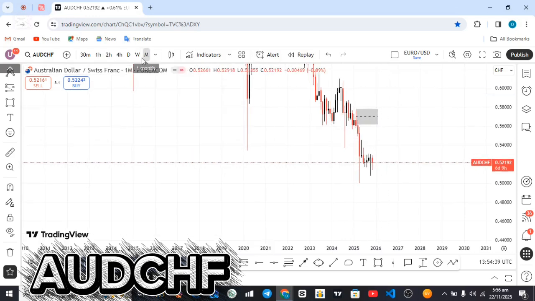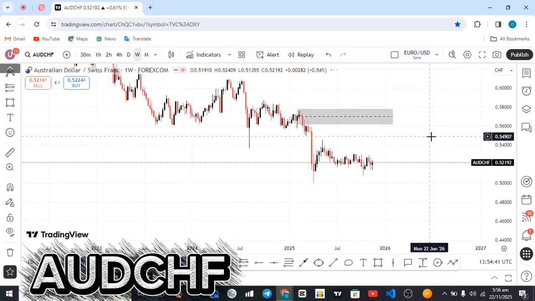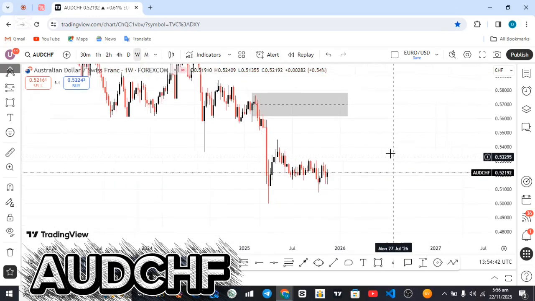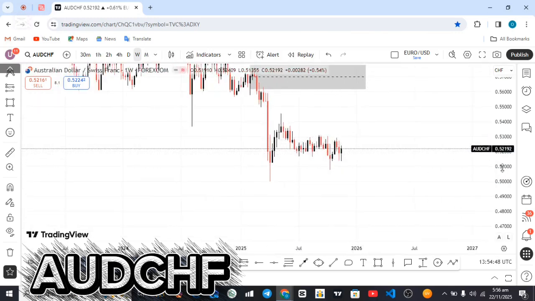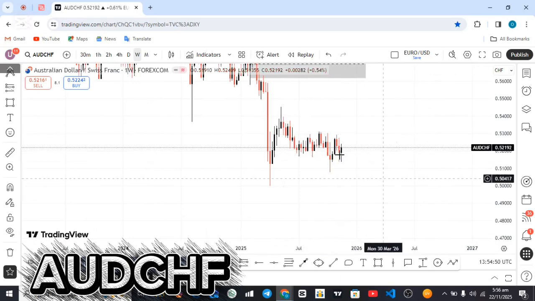But let's go down to weekly time frame. Here on a weekly time frame, we can see how it looks. Price has been consolidating. I can't see enough information here, so we have to go down to daily time frame.